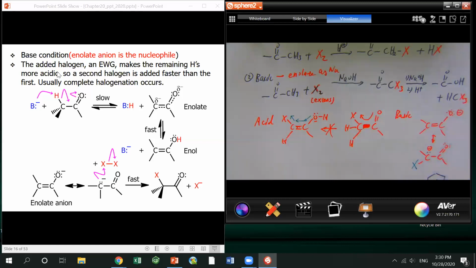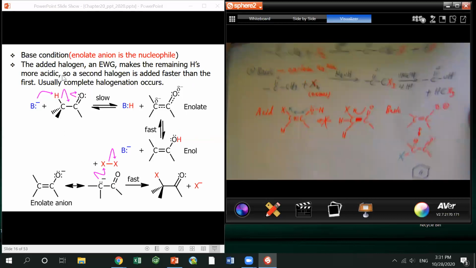So for you guys, if you still don't understand what's going on with the mechanism, the mechanism is actually not required for this question. Just remember that for these reactions it depends on the reaction condition. Under acid conditions, you generally get the mono-substituted halogenated product. Under basic conditions, you get as much as possible of the final product.